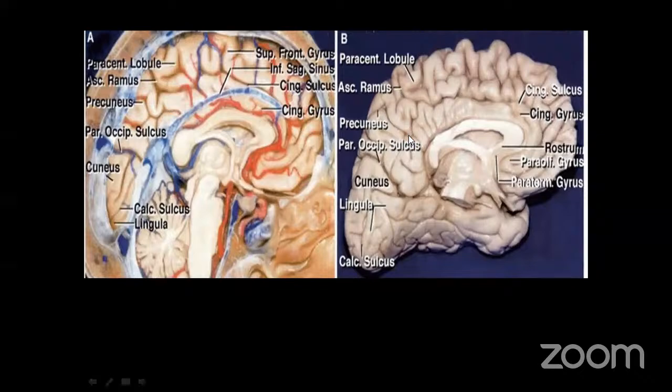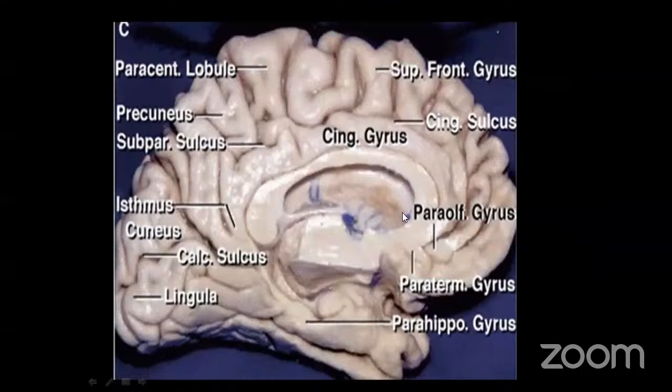Also, you can appreciate the parietal lobe over here. This is a further zoomed in picture of the same medial surface of the cerebral hemisphere. You can appreciate the corpus callosum, the cingulate gyrus lying just above the corpus callosum. The corpus callosum and cingulate gyrus are separated by a callosal sulcus, whereas the cingulate gyrus and superior frontal gyrus are separated by a cingulate sulcus.